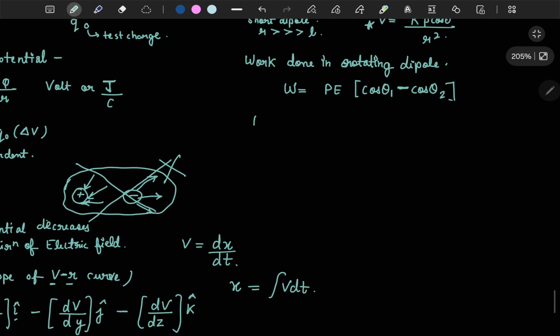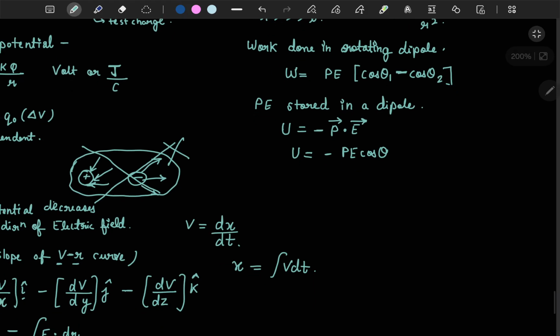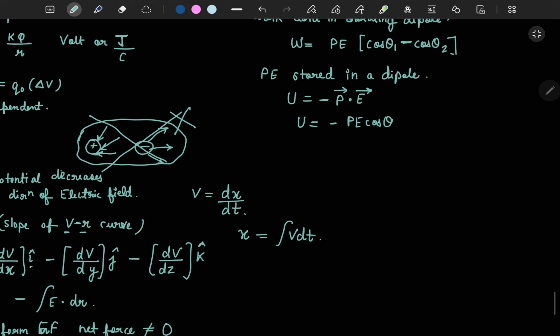Let's talk about potential energy stored in a dipole. We have talked about it here only. Potential energy of a dipole is minus P vector dot E vector. And if we open the formula, we will get minus pE cos theta because it is the dot product. In case of the cross product, it will be pE sin theta. But here it is the dot product, so it is minus pE cos theta.